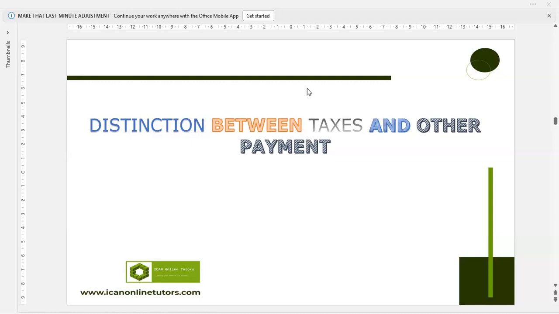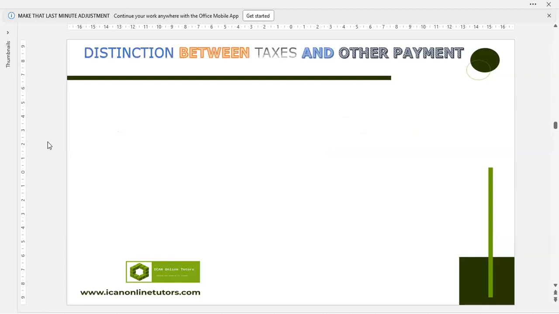So tax is not a voluntary payment and it does not exclude anyone, except those that are statutorily excluded, I mean those excluded by law. Tax is a compulsory payment.